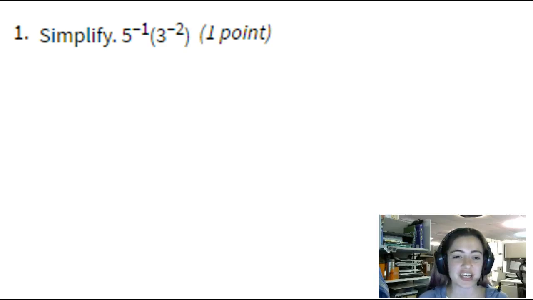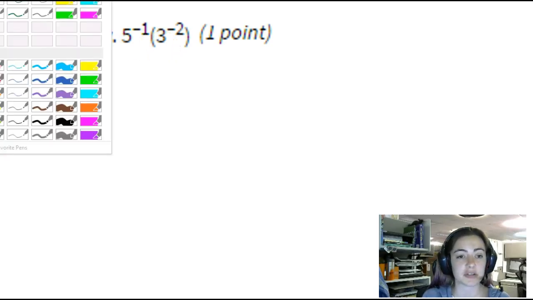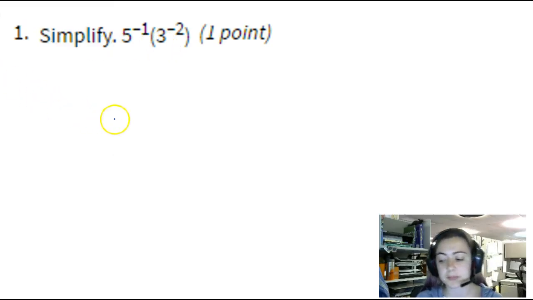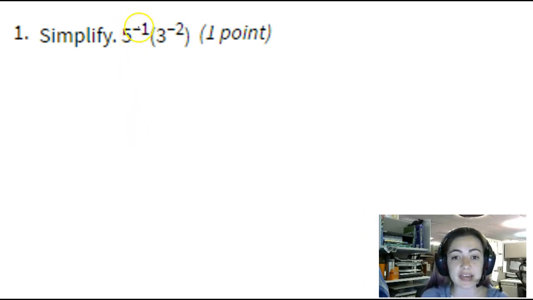So the first question is: simplify 5 to the negative first power times 3 to the negative 2 power. I'm going to grab my pen here. We know that negative powers mean they switch between the denominator and the numerator. So in this case, it's 1 over 5 to the first, times, same thing, 3 to the negative 2 means 3 to the 2 is in the denominator. I have to write that 1 up top.